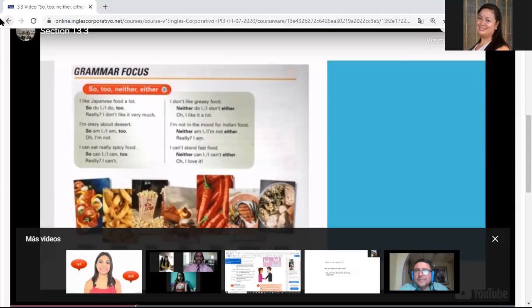I don't eat pupusas. That's my example, right? I don't eat pupusas every day. Neither do I. Excellent. Neither do I. I don't either. Excellent. Very good. I don't either. Very good. I like it.